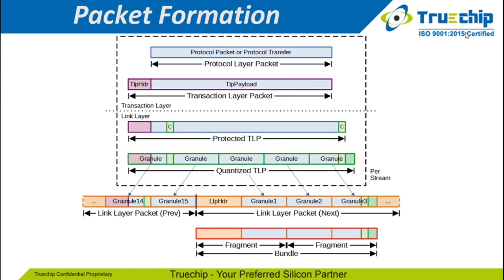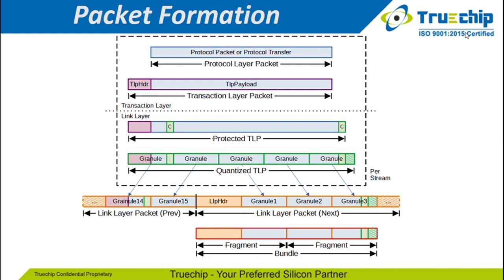Now let's see how the packet formation is going on. From protocol layer, we are getting a packet in which we are adding TLP header in transaction layer, then moving to link layer, we are adding check bits, and then we are dividing our packet into 32 bits granule, then we are adding LLP header and making the packet 512 bits size.